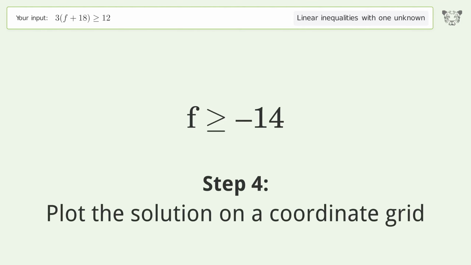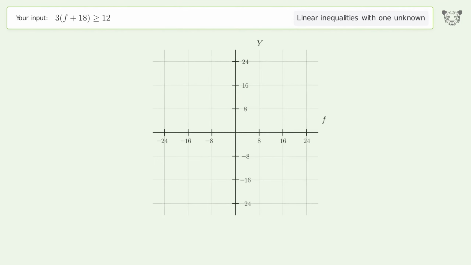Plot the solution on a coordinate grid. And so the final result is f equal or greater than -14.